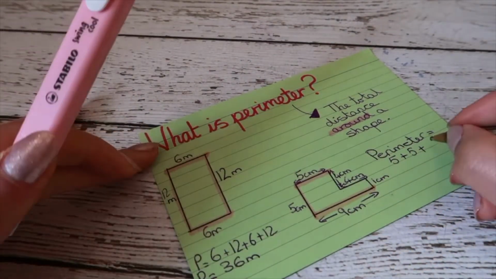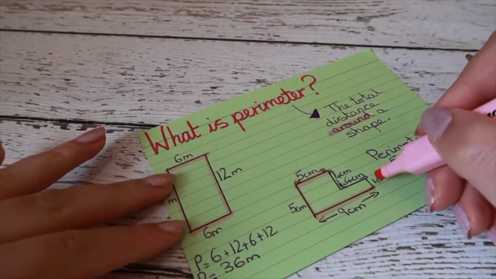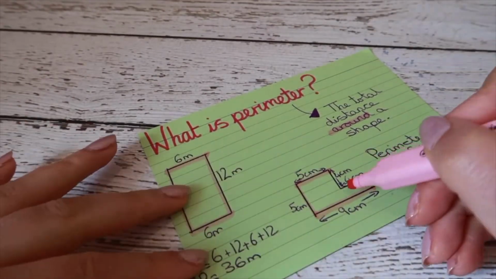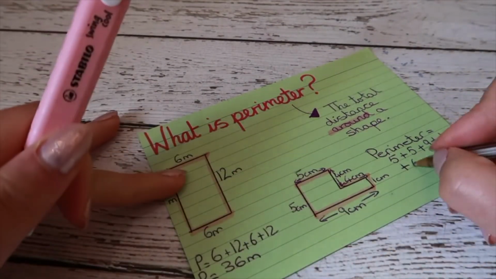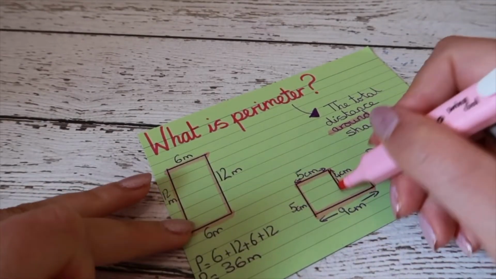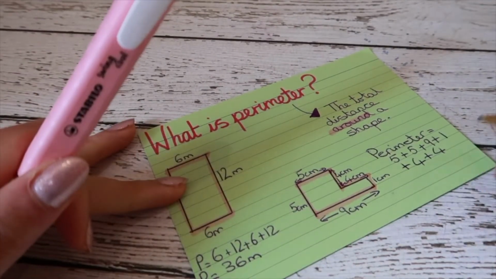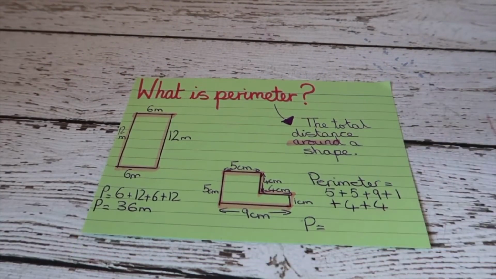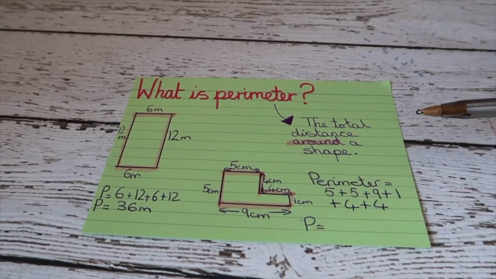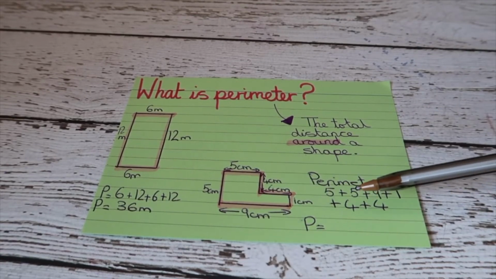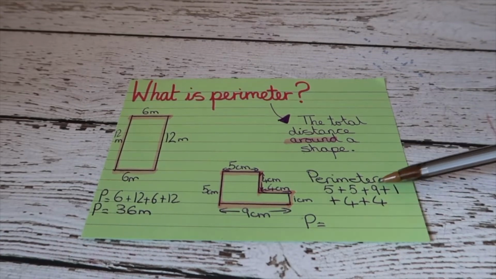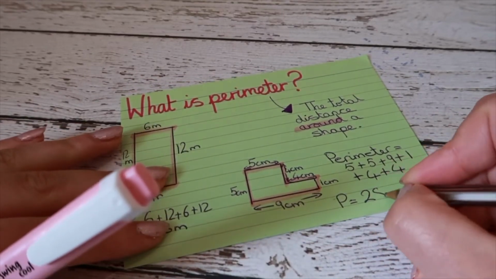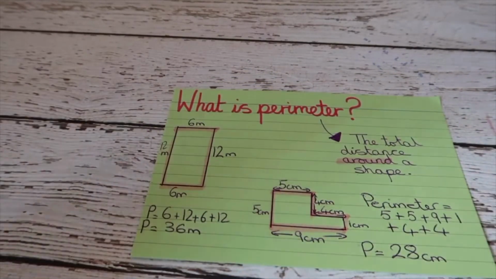It might be a nice idea if you're measuring out perimeter just to use your highlighters to remember which part you've added. Add 1 centimeter, add 4 centimeters, add another 4 centimeters, and that should give us the perimeter. So you can see that 5 add 5 is equal to 10. And then 9 add 1 is also 10, and 4 add 4 is equal to 8. So remember, the perimeter is when you're just working out the total distance around the entire shape. So that should give us 28 centimeters.